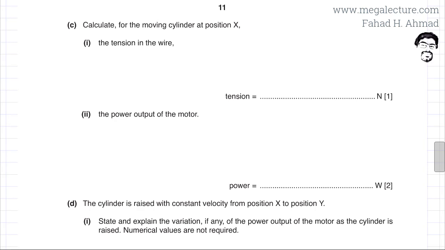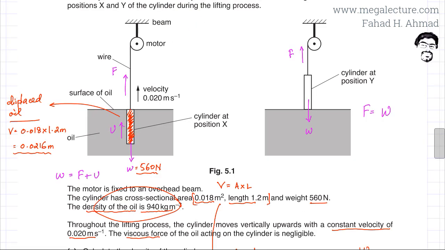In the next part, we are being asked to calculate, for the moving cylinder at position X, the tension in the wire. If you go back to our diagram, you would have noticed my working earlier as well. This is the tension force applied by the wire upwards. Weight is downwards, and then there is upthrust. So I wrote down an equation: the weight of the cylinder is equal to the force, which is the tension in the wire, plus the upthrust.